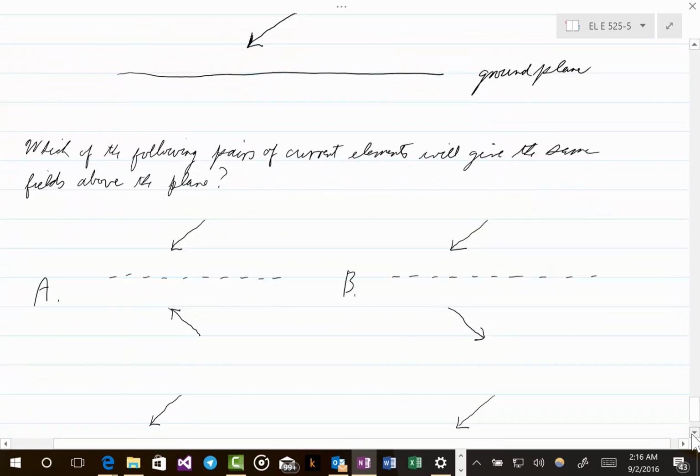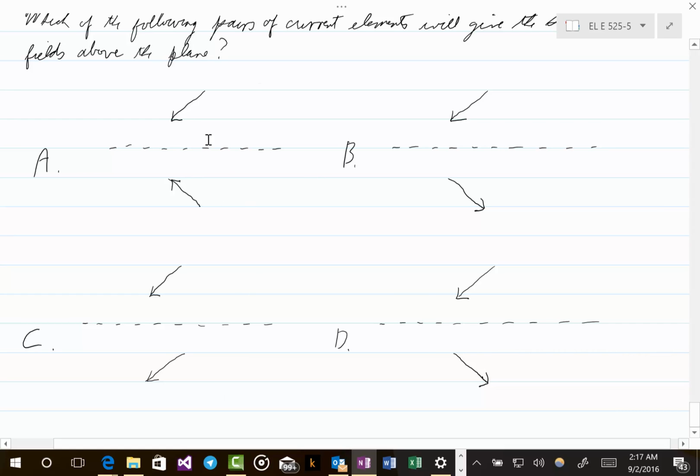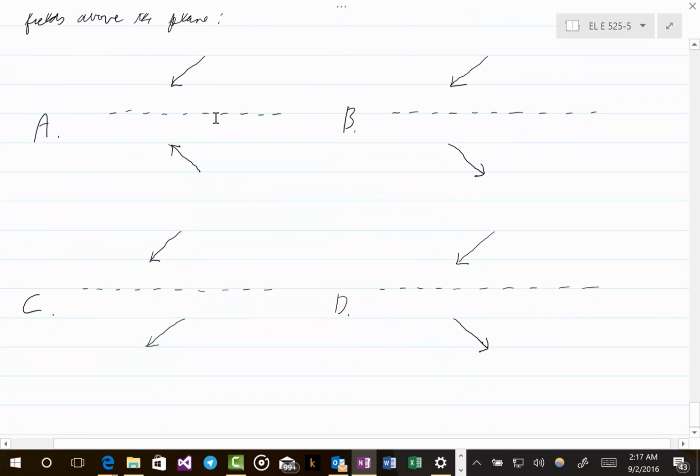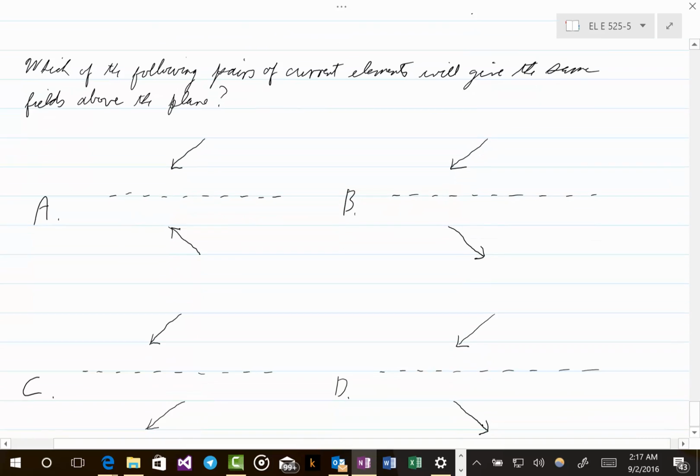It just says, which of the following pairs of current elements will give the same fields above the plane? So you have 4 here in A, B, C, and D. You have 4 pairs of currents shown. Here's one pair, and in each case these are dashed lines, so that represents that the ground plane has been removed. And we want to know which pair of these 4 pairs of currents, there's only one that will give the same fields above the dashed line as this current element does give above and in the presence of this ground plane up here. So which of these 4 pairs is the correct pair to use for this problem? So it's just A, B, C, or D.